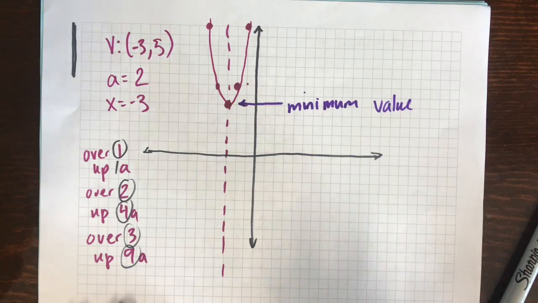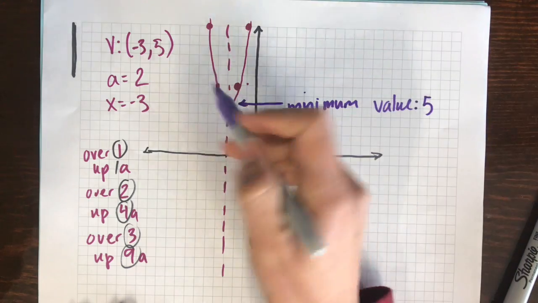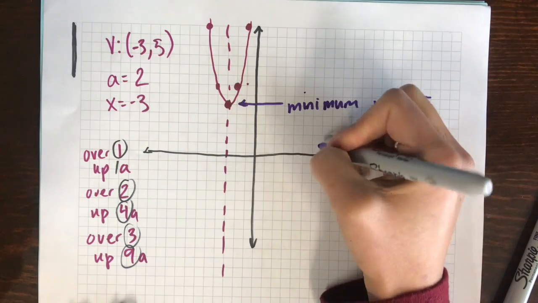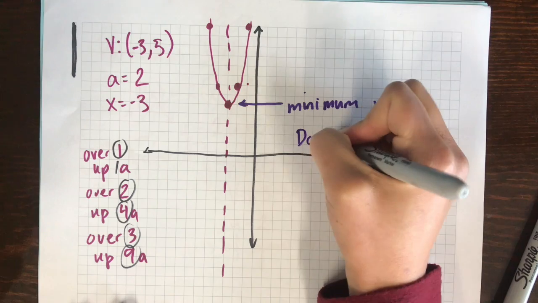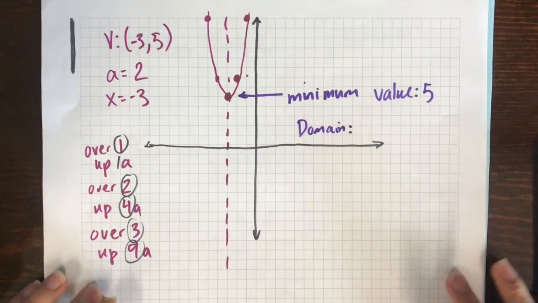So notice that the lowest point of this parabola is right there where the vertex is. We would call this a minimum value for the parabola, for the function. So the minimum value of the function is going to be 5, right? Every other value of the function is larger than that because it just continues to point upwards.